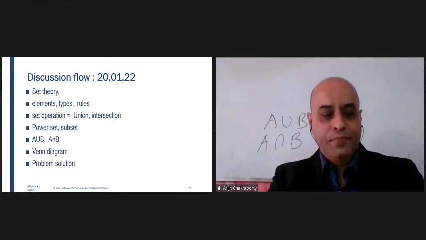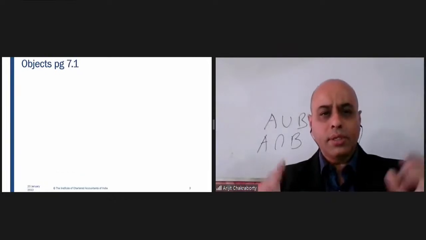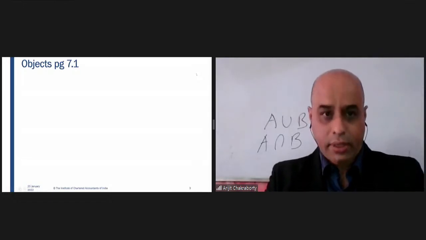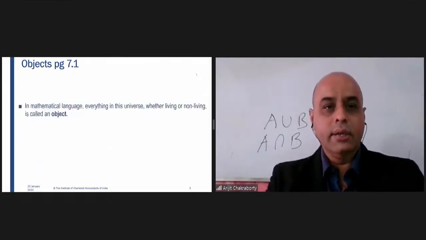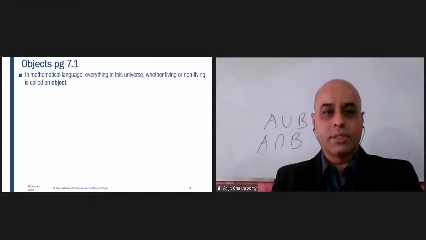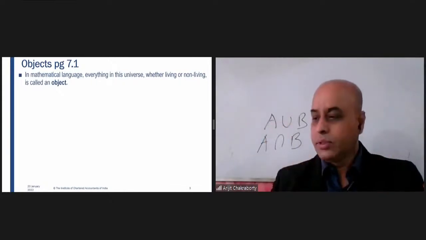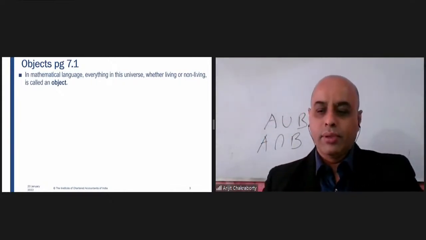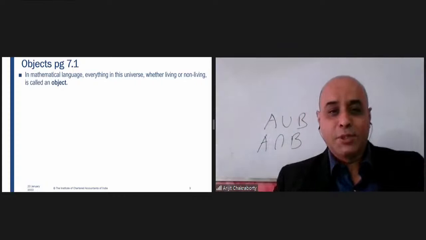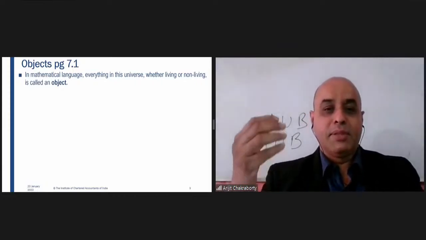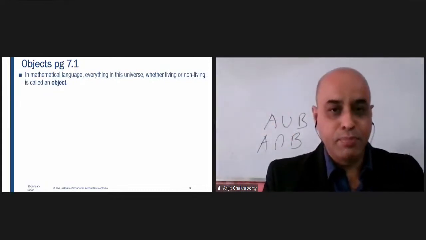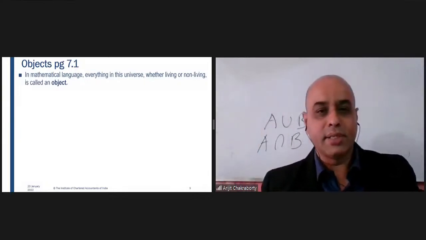So first and foremost, we go into what is set. For every chapter we try to follow the study material of the institute. And here again, we are first understanding what is an object, and from there we will understand what is set. In the language of mathematics, everything, whether living or non-living, is called an object. So everything in this universe, it can be, for example, boxes, copies, a group of people, buses, cars, trains, planets.